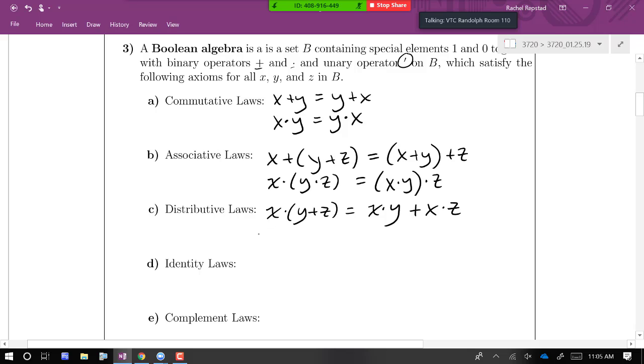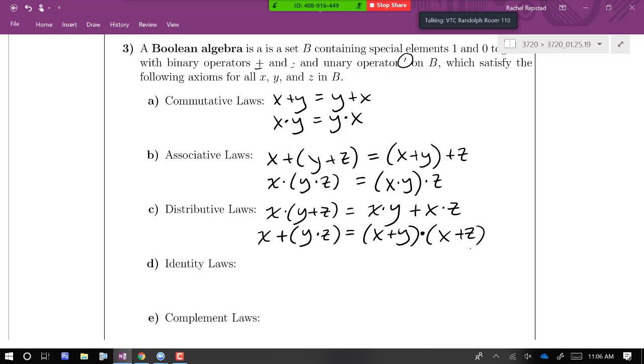So we could write that as x plus the product y times z, and if plus distributes over times, that means that this will give us the same thing as x plus y in parentheses times, in parentheses, x plus z. And that is generally not true with arithmetic, like what I might call plain old algebra.